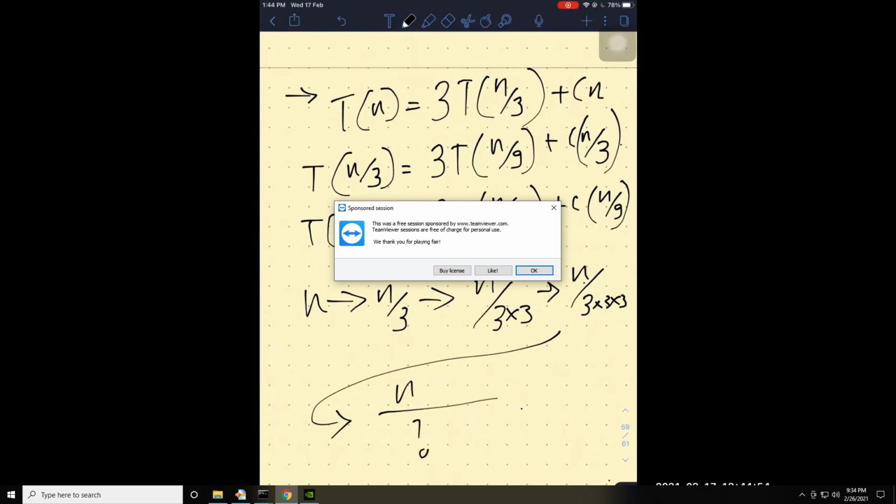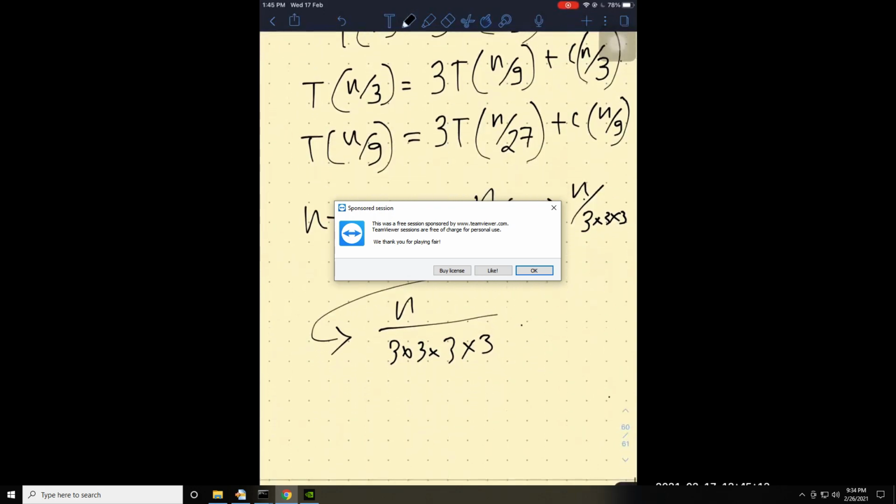Anyone has any clue? Yeah, exactly. It will be n divided by 3 times 3 times 3 times 3. Okay, so we can generalize it in the form that after n divided by 3 to the power 0, we got n divided by 3 to the power 1, then n divided by 3 square, followed by n divided by 3 cube, and so on.